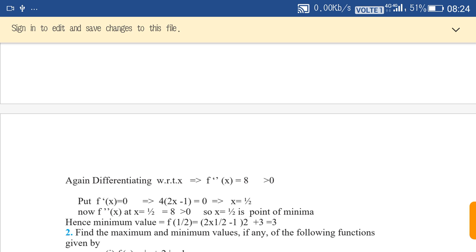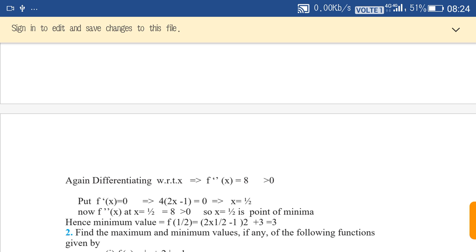Put f dash x is 0. You will put f dash x, first derivative, equal to 0. That means 4 into (2x minus 1) is equal to 0. From this we obtain x is equal to half. Now you have to check f double dash at x is equal to half. Put the value half in f double dash in place of x, but it is constant. It is always 8. That means it is positive. So x is equal to half is point of minima.